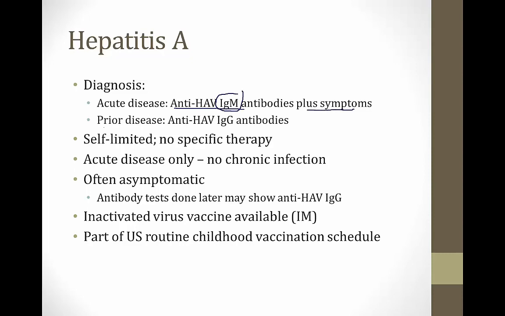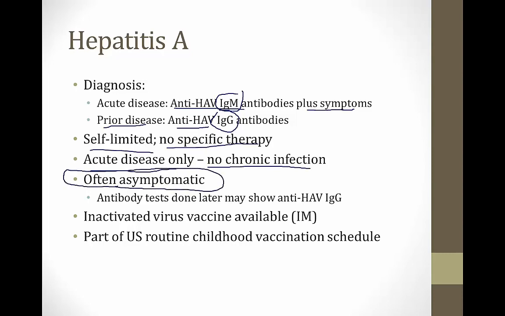You can diagnose a prior exposure or infection by finding evidence of anti-hepatitis A virus IgG antibodies in the serum. This is a self-limited condition. There's usually no specific therapy. Hepatitis A only causes acute disease. There's no chronic infection.